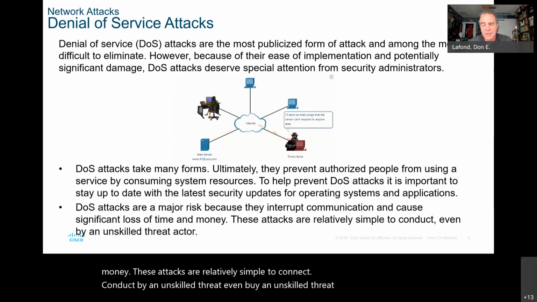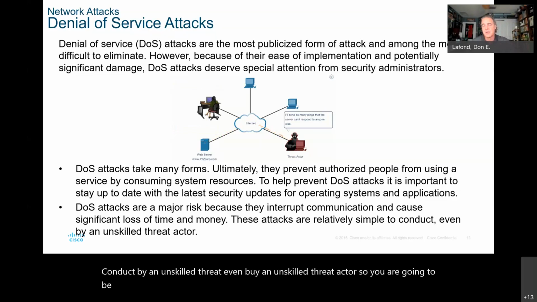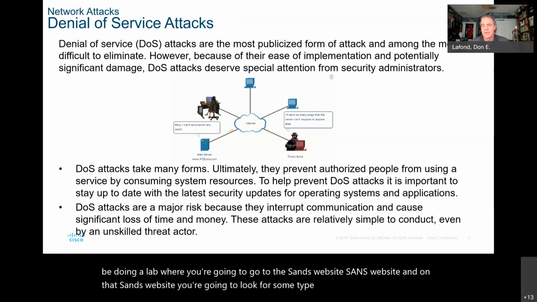So you are going to be doing a lab where you're going to go to the SANS website, S-A-N-S website, and on that SANS website, you're going to look for some type of recent security breach.